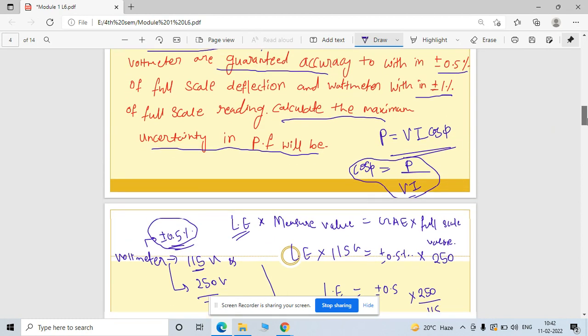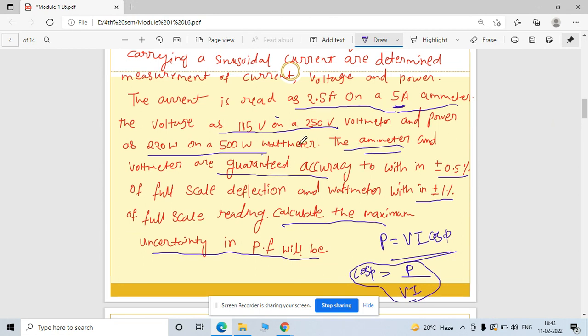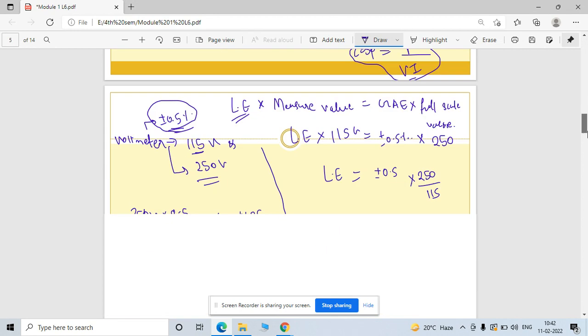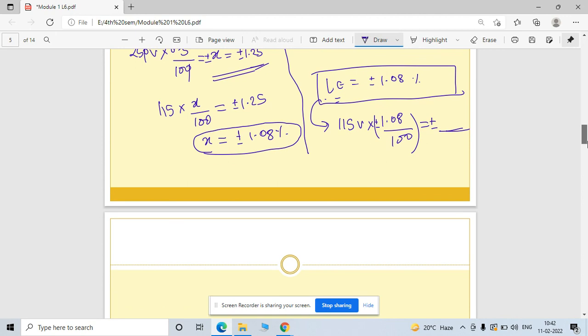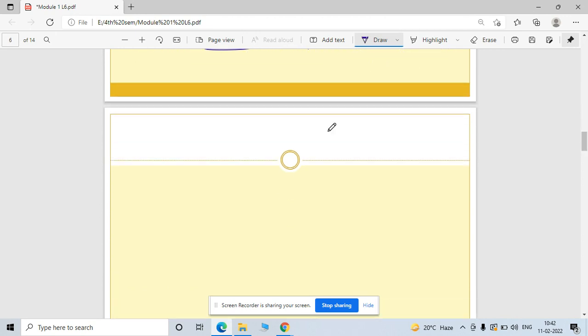Similarly, find out the value for this ammeter. Okay, find out for the ammeter. And for this wattmeter, the full scale value is also given, and the measuring value is different. So in this way, calculate all these things. So I will just write down here the conclusion.